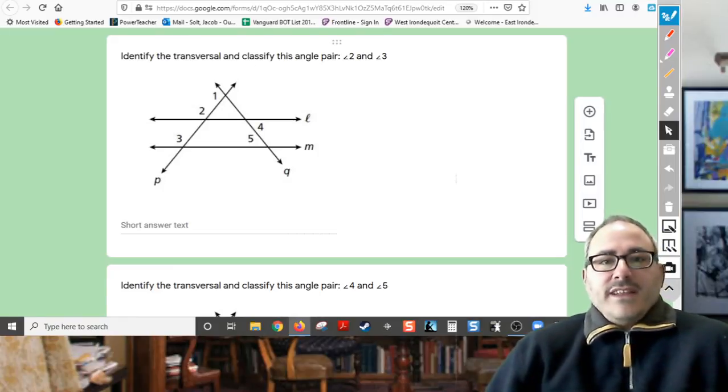Identify a transversal and then classify the angle pair. So if I say angle 2 and angle 3, you could actually copy this little angle symbol and then you don't have to write out angle every time if you wanted to.